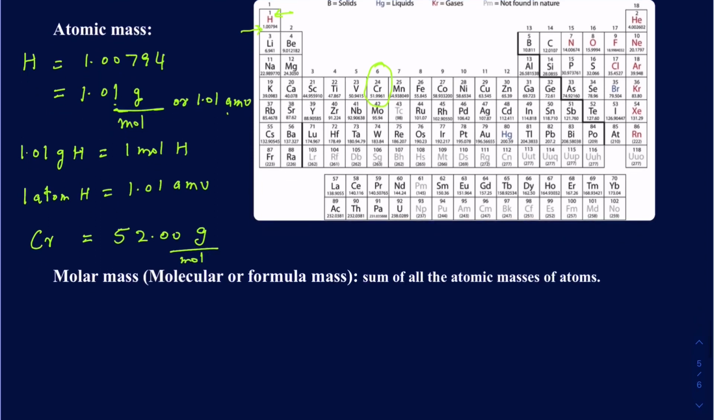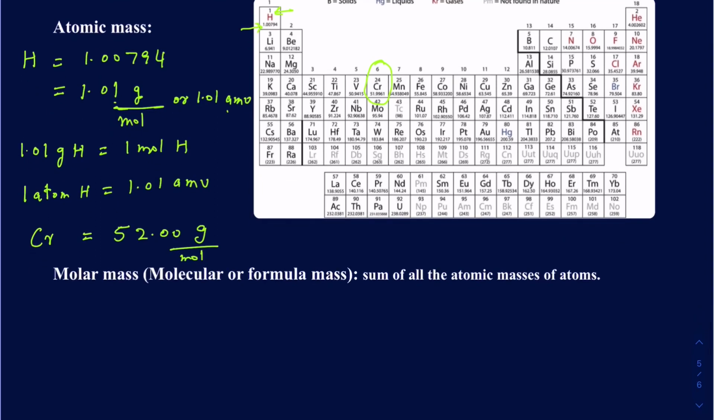Let me take a very simple example of sodium chloride. Sodium chloride is NaCl, your table salt. One molecule of sodium chloride, or you can say one formula unit of sodium chloride, has one sodium atom and one chlorine atom. So when I'm trying to find the molar mass of this, I would have to add up the atomic mass of the sodium and the atomic mass of chlorine.